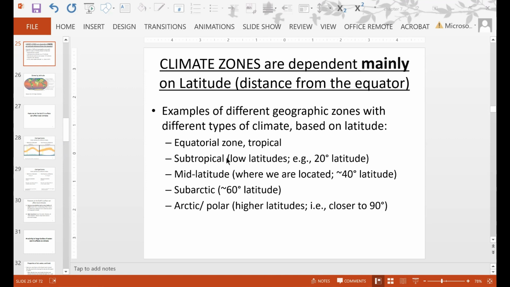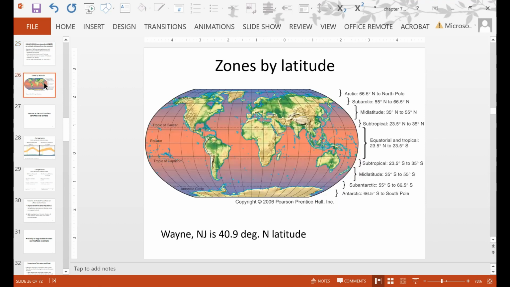Then you have subtropical, which is your low latitudes. For example, in your 20-degree latitude zones. Your mid-latitude region, that's around where we're located. That's about 40 degrees latitude, as an example. Subarctic is around 60. And then your Arctic and polar regions are your high latitudes, or closer to 90 degrees. And this shows you where on the map those areas are located. So Wayne, New Jersey, for example, is 40.9 degrees north latitude. So that is in your mid-latitude region.